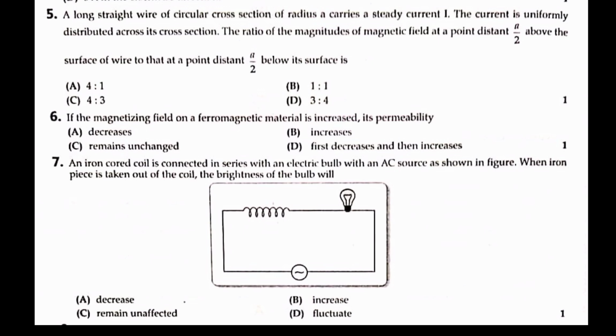The reason is only because the self-inductance of the coil decreases when we take out the iron core coil. Self-inductance decreases. As a result, the current in the circuit increases. So the brightness of the bulb will be increased. So the answer is option B, that is increase. Clear?